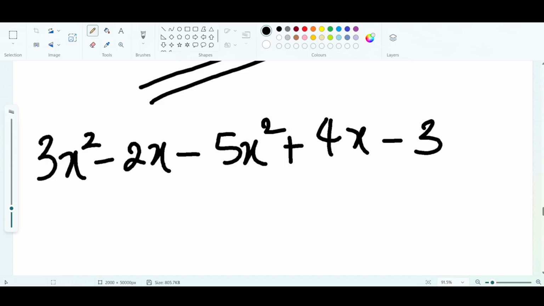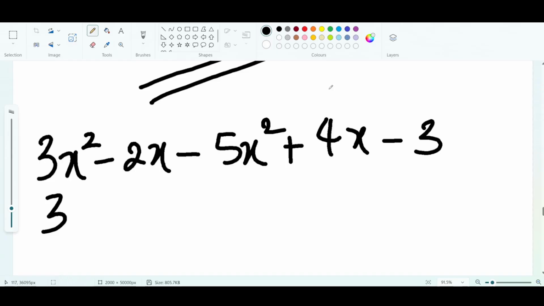So what we're going to do here is to take the terms, because each of these is a term, like we have dealt with in the numeral parts of mathematics. We know they are separated by minus and plus, so each of these is a term. This is a term, this is a term, this is a term, this is a term, this is a term. So now we will collect the like terms, the terms that have the same variable, like 3x squared and minus 5x squared. They have the same variable, so we can collect them together.